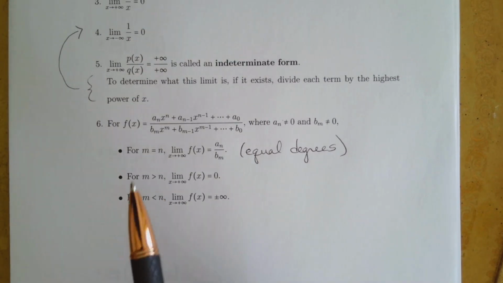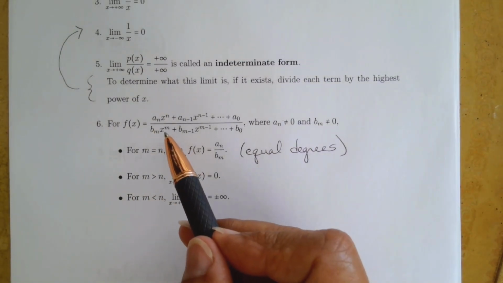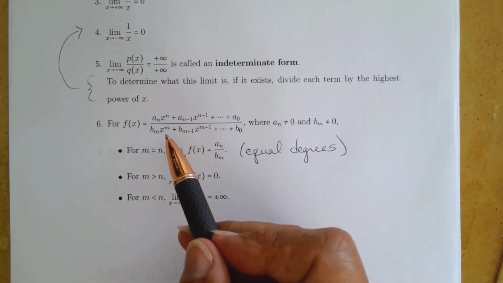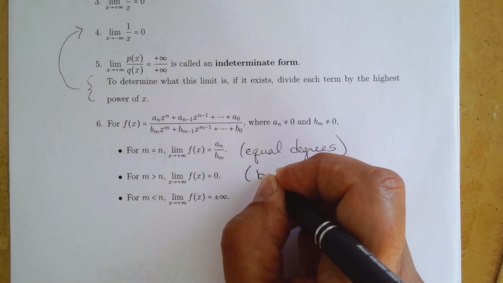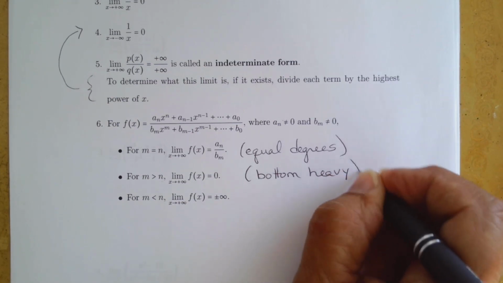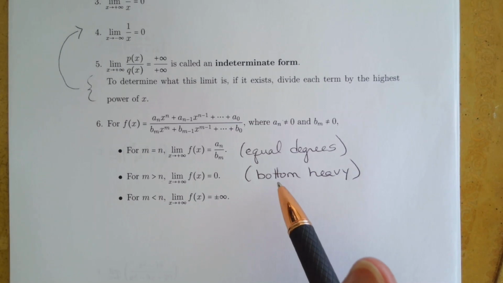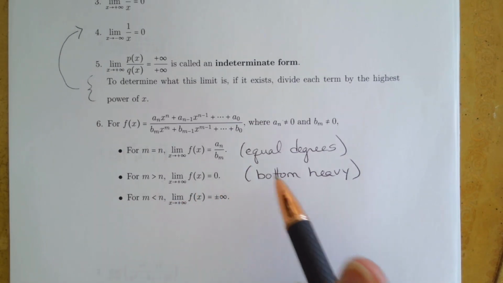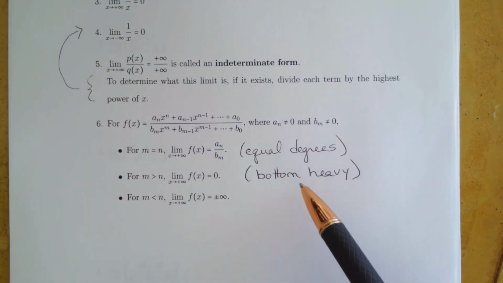All right. For m is greater than n. So m is, remember, the exponent in the denominator. If the exponent in the denominator is bigger, I'm going to call that bottom heavy. So if the degree is bigger in the bottom, then your limit as x goes to infinity is 0. So those are nice. That kind of works with numbers 3 and 4 up there. And the bottom has the bigger degree.